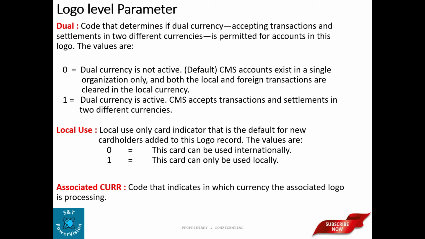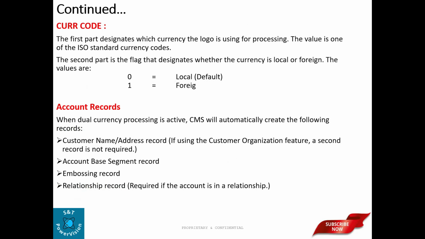Associated currency is a code that indicates in which currency the associated logo is processing. Now the currency code: the first part designates which currency the logo is using for processing. The value is one of the ISO standard currency codes. Here 0 means local and 1 means foreign transactions. Account record: when dual currency processing is active, the CMS will automatically create the following records for the duplicate organization in the different logo: customer name and address record, account base segment record, embossing record, and relationship record.